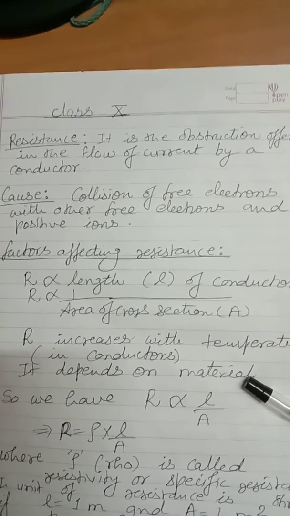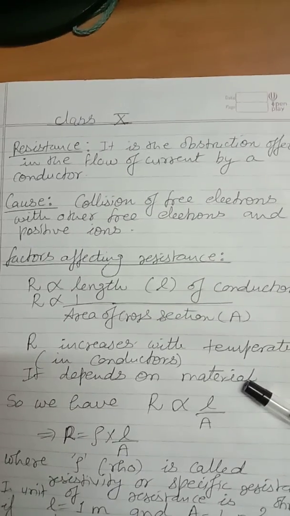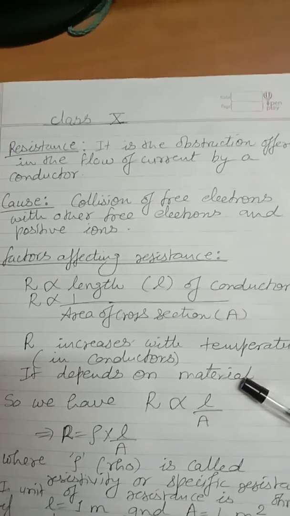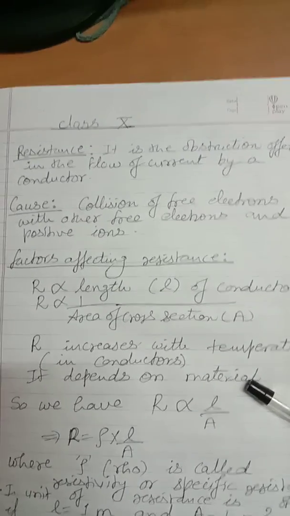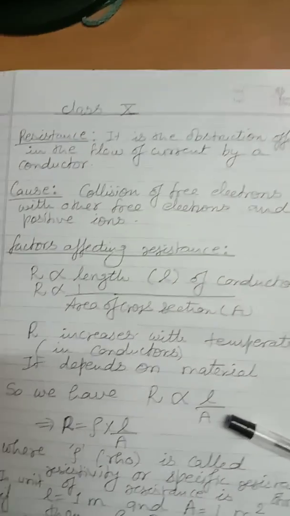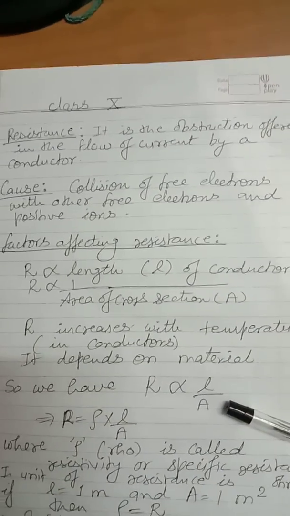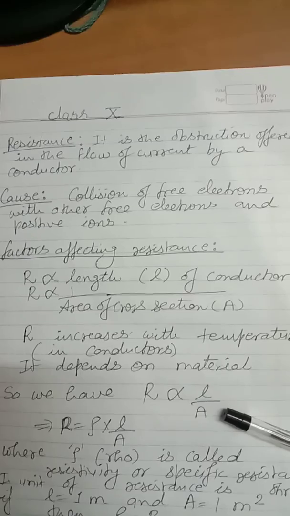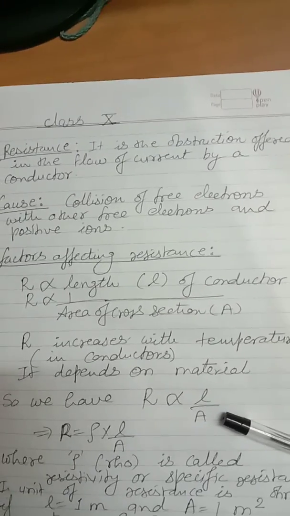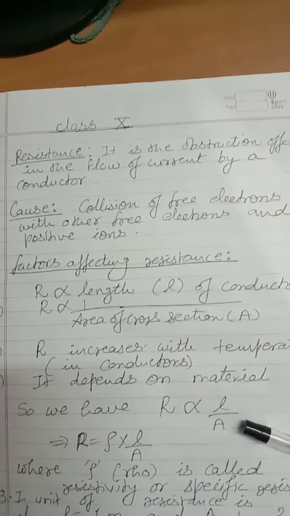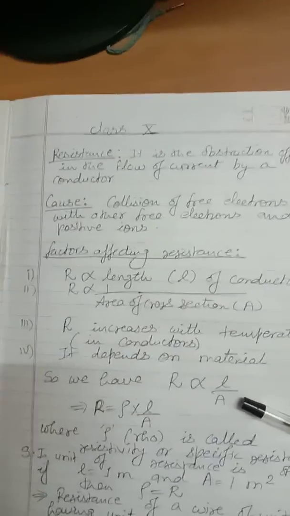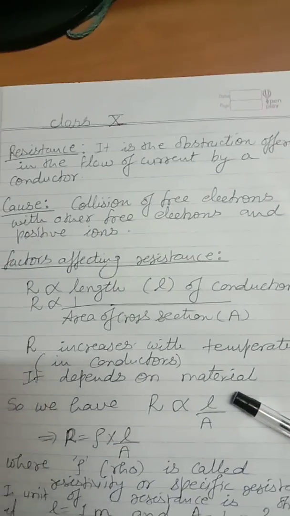Now say for example, if we take 1 meter length of wire and say there are 1 million free electrons, which is approximately the case of a conductor, then when they are moving, there are more chances of collisions. But if we take an insulator and say there are hardly 4 or 5 free electrons, then when they are moving, there are fewer chances of collisions. So that's why we say resistance depends upon material.